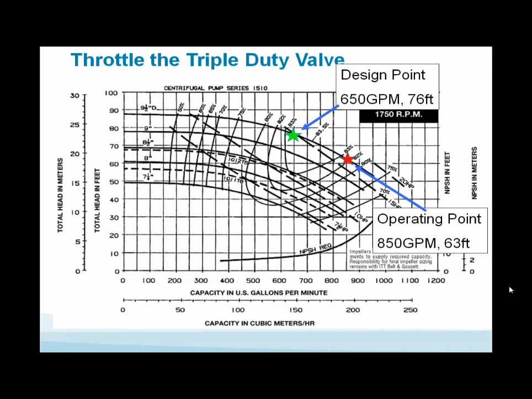We're going to add head. We're going to add friction loss that's not there to force the pump back up the curve so that we're at the design point where the green star is, 650 GPM and 76 feet of head. That's pretty much the way people like to balance and run off and leave. Does that work? It works. Will the system work? The system will work.